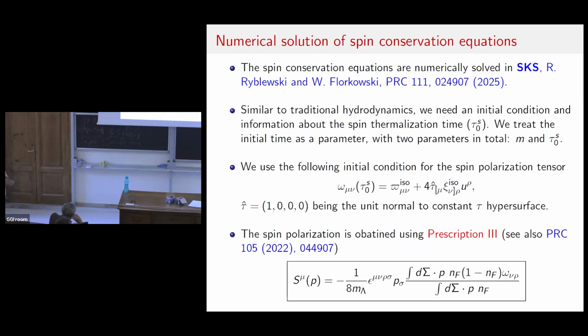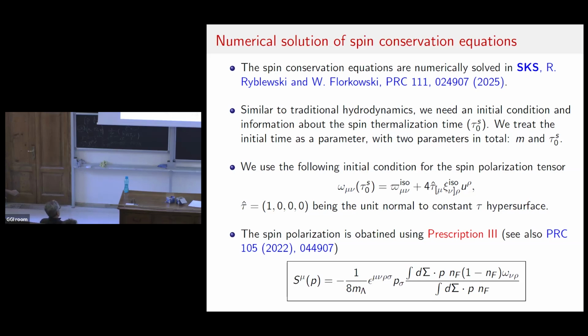We implement this scheme in a new spin hydrodynamic code in this article. So we have a spin hydro equation, and then we want to solve it. But to solve such equations, similar to traditional hydrodynamics, we need an initial condition. I'd also like to point out that in this approach they have assumed local equilibrium. They don't have an explicit relaxation mechanism. So the initial time has to be treated as a parameter, similar to traditional hydrodynamics. So in total, there are two parameters in this approach: the mass of the particles and the initial spin time.